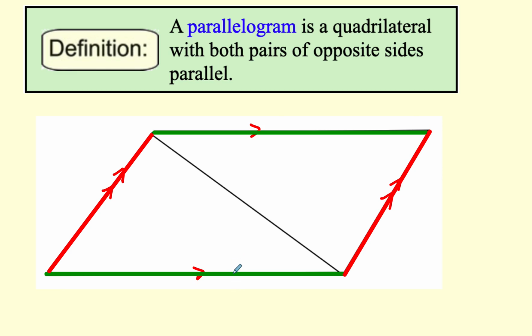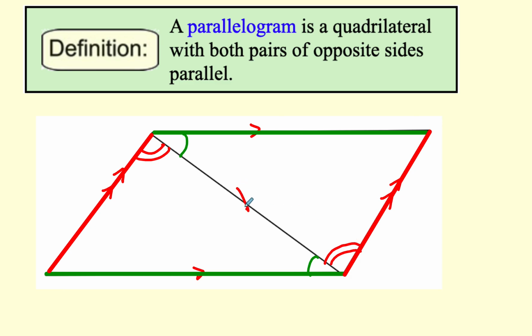If I'm looking at these green parallel lines, and I use this as my transversal, I'm going to be able to say that this angle is congruent to this angle. If two lines are parallel, alternate interior angles are congruent. If I use the red parallel lines, and again, this is the transversal, these angles will be congruent. These are alternate interior angles.